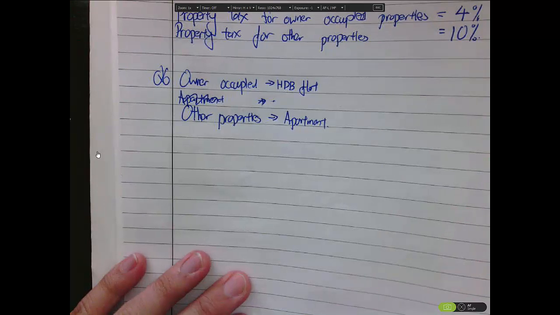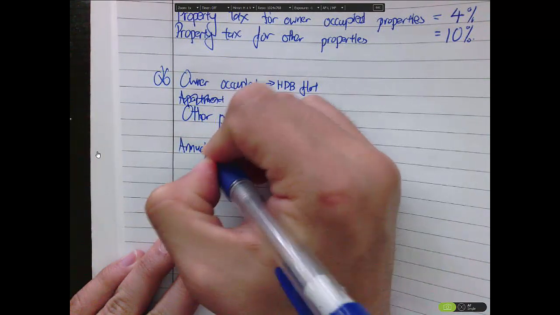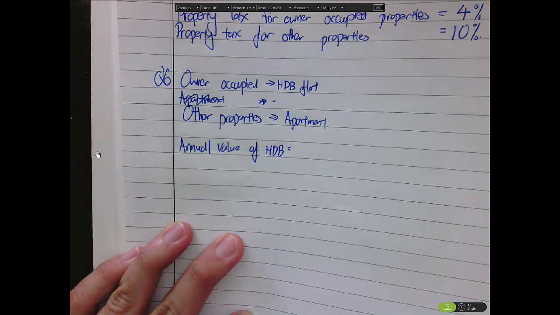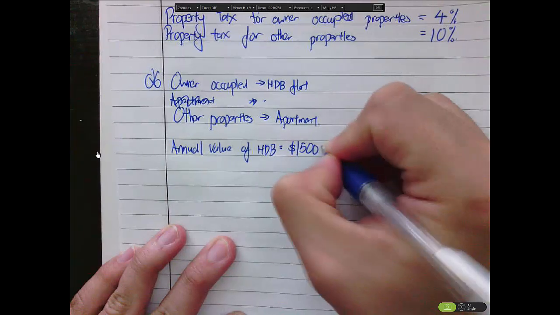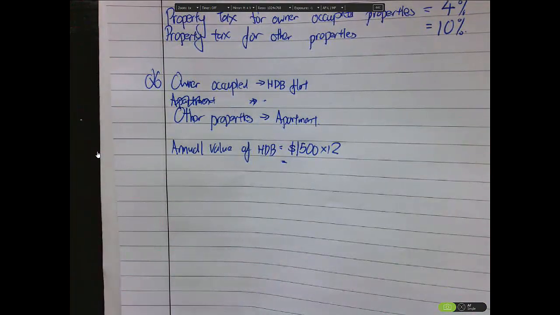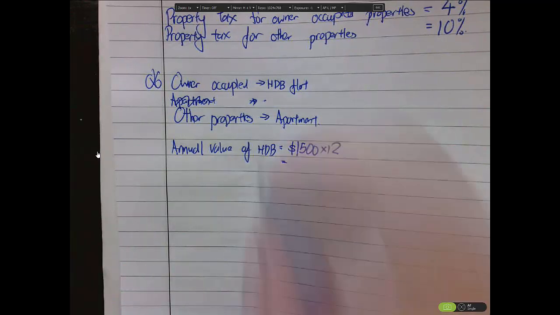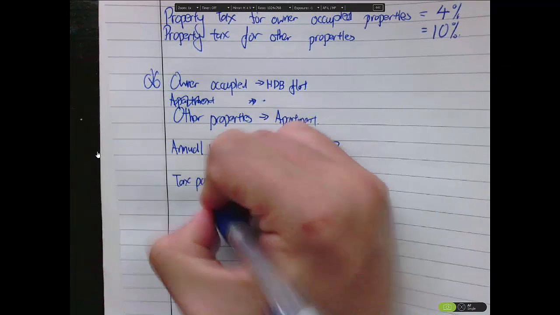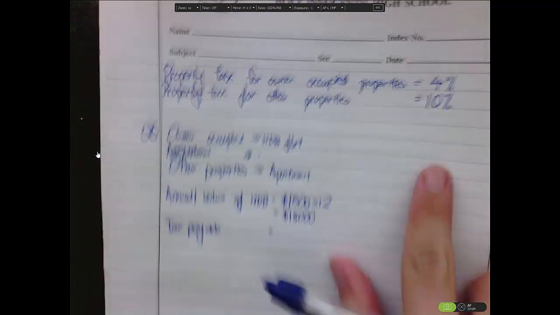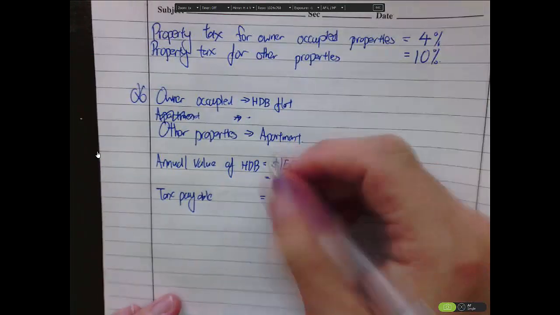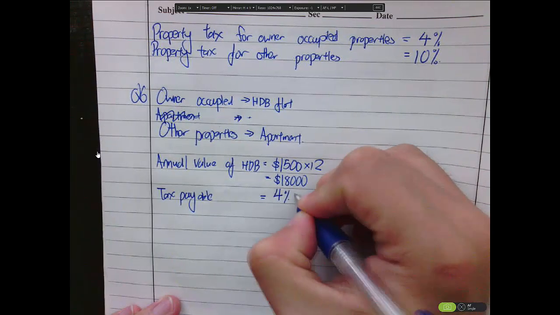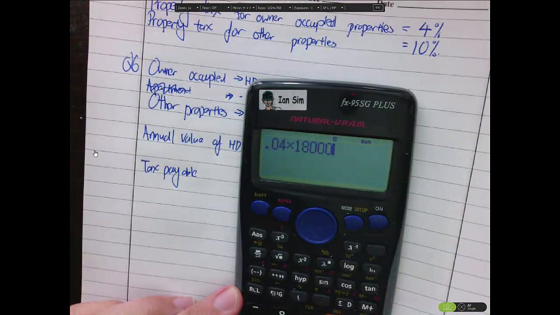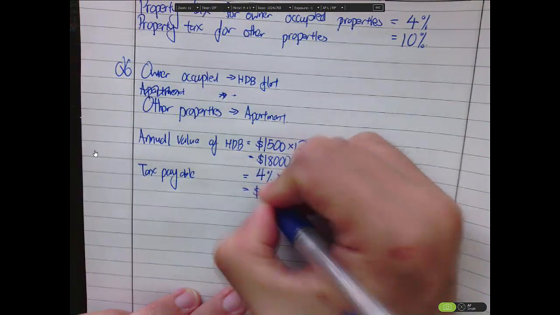First, we have to calculate the annual value. So the annual value of the HDB, they say that the rental value is $1,500 per month, so $1,500 per month times 12. You go and calculate this. It means that annually his HDB flat is worth $18,000, and the tax payable on the HDB flat will be, from the table, owner occupied is 4%. So it's simply 4% of $18,000. So in this case, you have to pay $720 tax for the HDB flat.